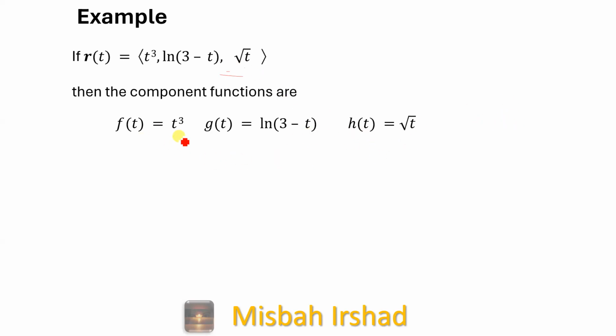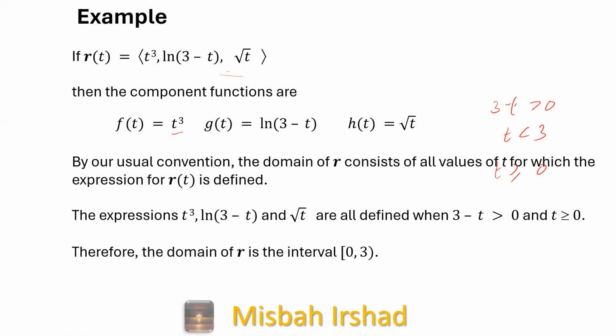Now f(t), that is t cubed, is defined everywhere, but g(t) is defined when 3 minus t is greater than 0, and this means t is less than 3. And h(t) is defined when t is greater than or equal to 0. So this gives us the interval [0, 3), closed at 0 and open at 3. This is the domain of this vector valued function.